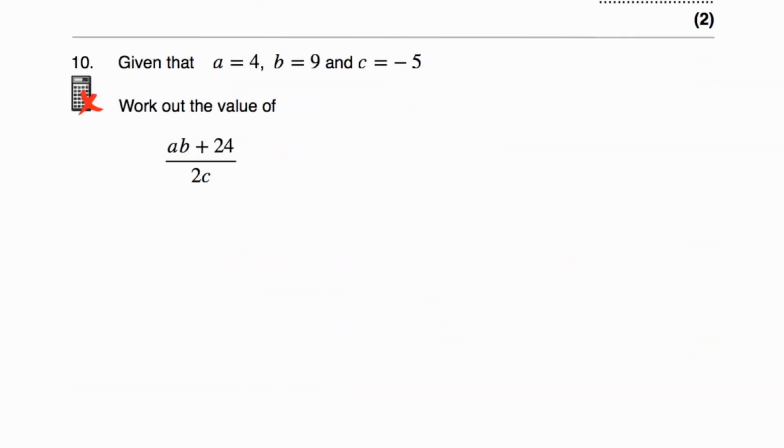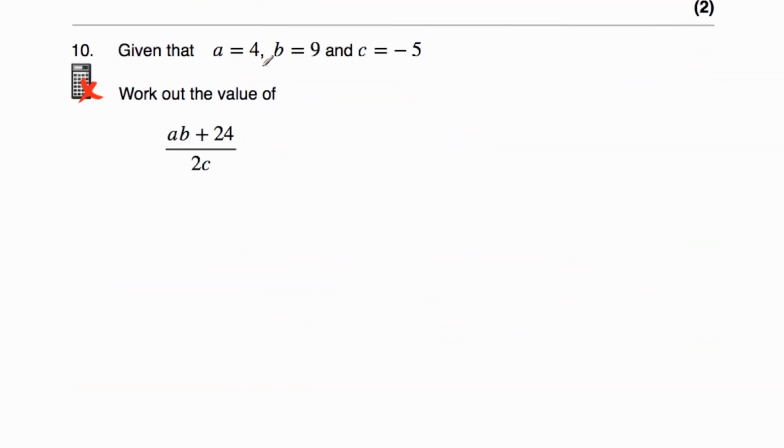Okay, question number 10. Question number 10 says, given that A is equal to 4, B is equal to 9, and C is equal to -5, work out the value of AB plus 24, all divided by 2C. So in other words, we need to multiply the values for A and B together, and then add 24, and then we need to divide that by 2C, so double the value for C.